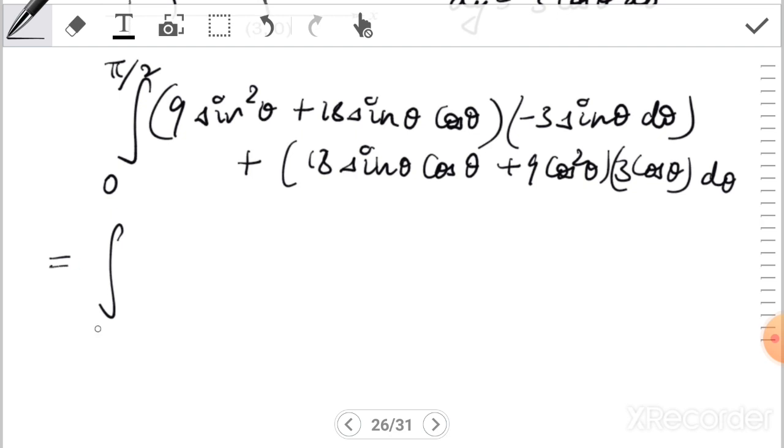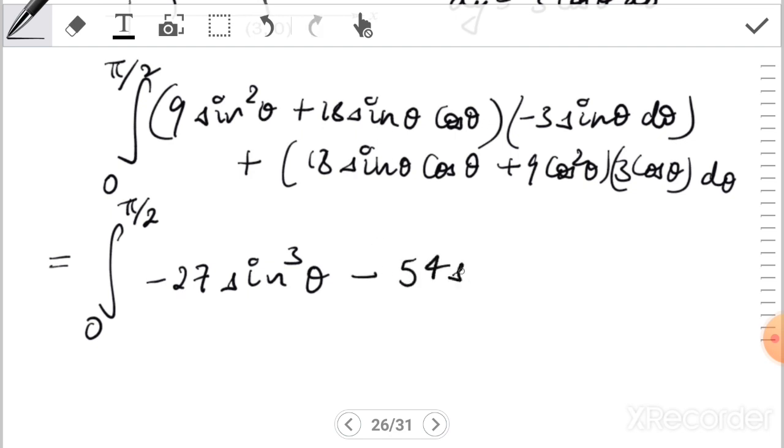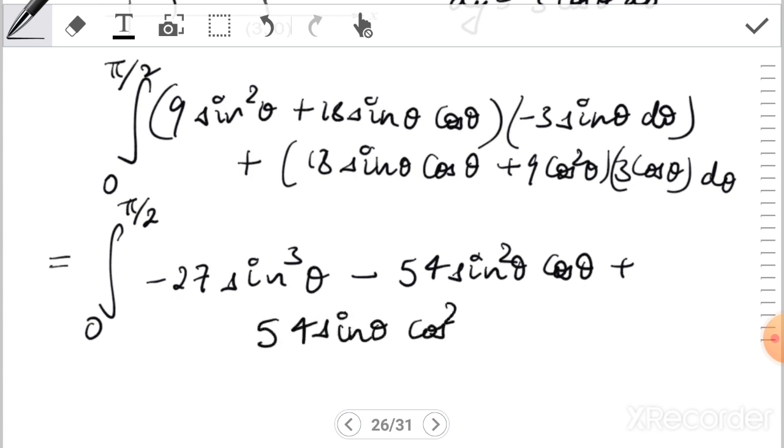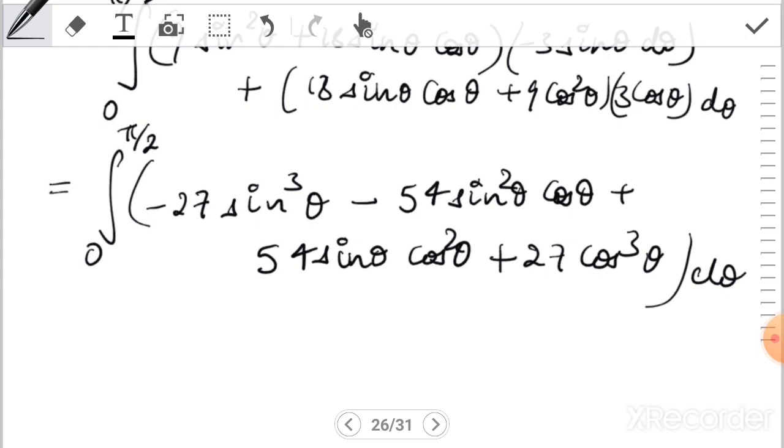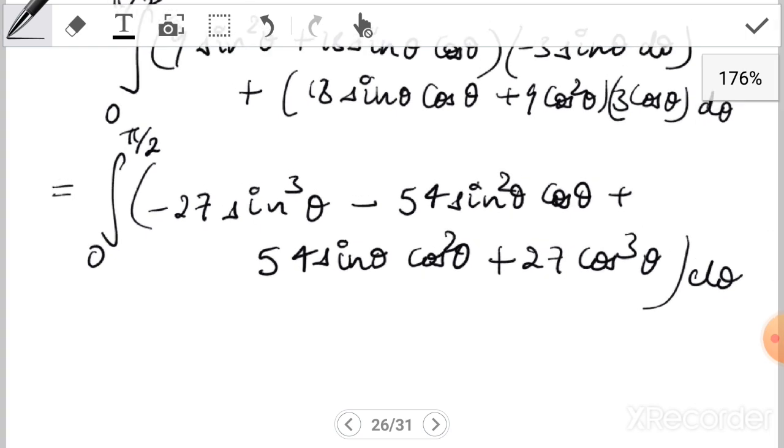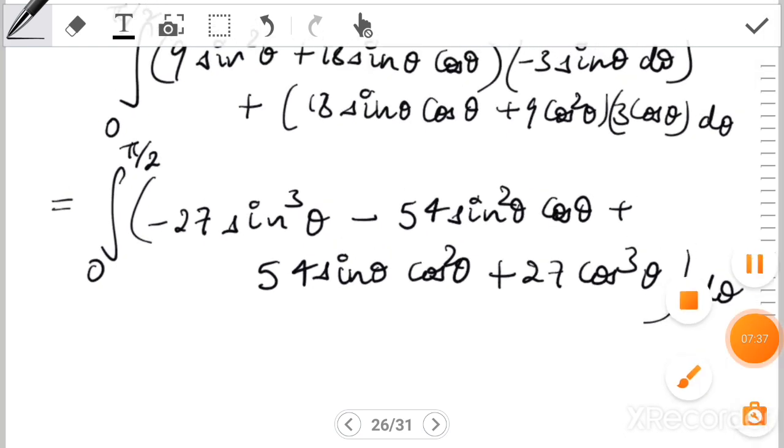Again this is 0 to pi by 2, minus 27 sin cube theta d theta, plus minus 54 sin square theta cos theta, plus again 54 sin theta cos square theta plus 27 cos cube theta d theta. If you evaluate this, it becomes 0.